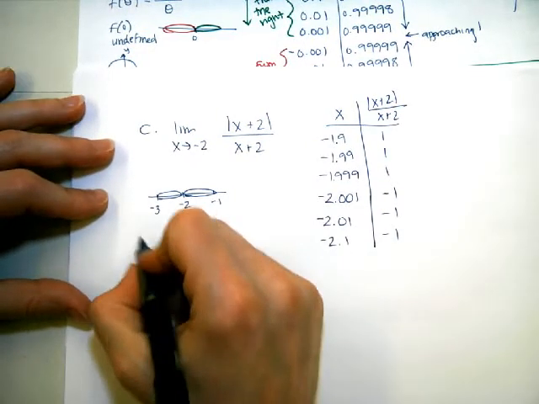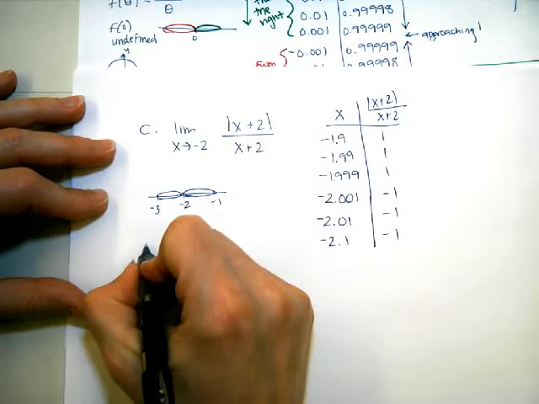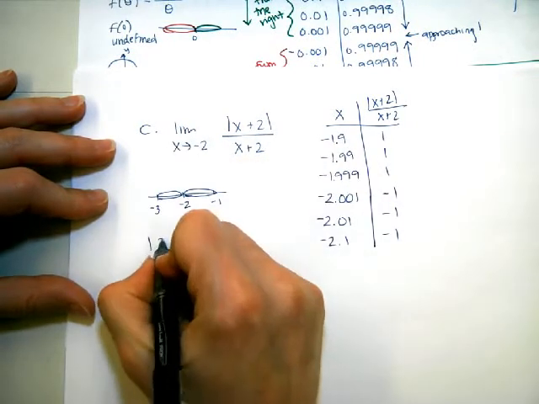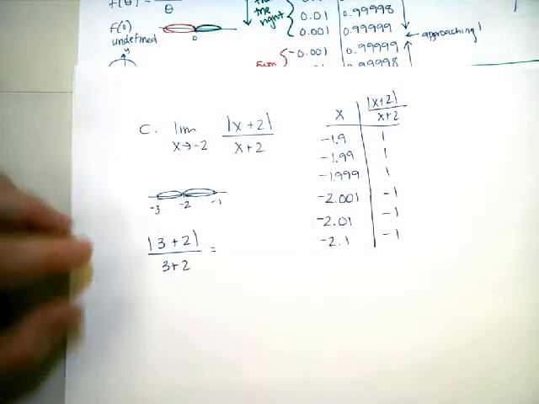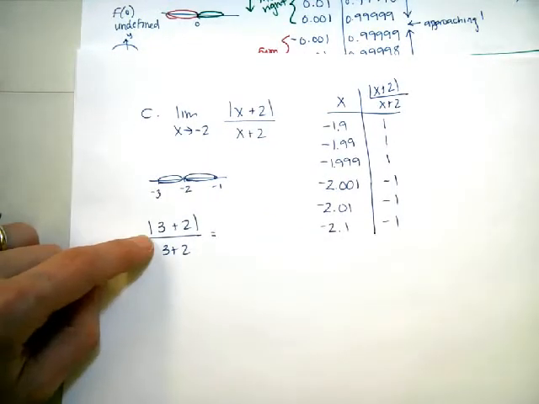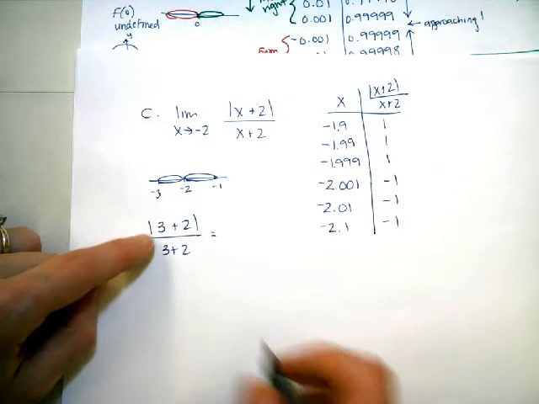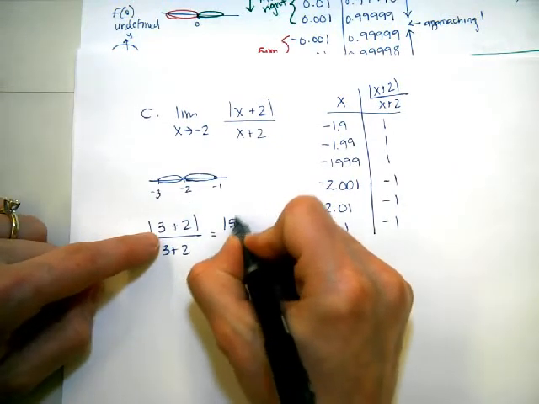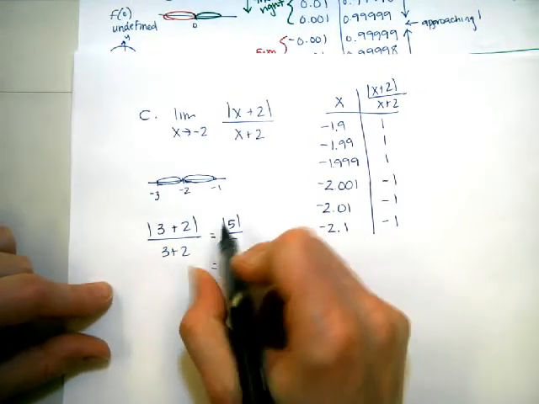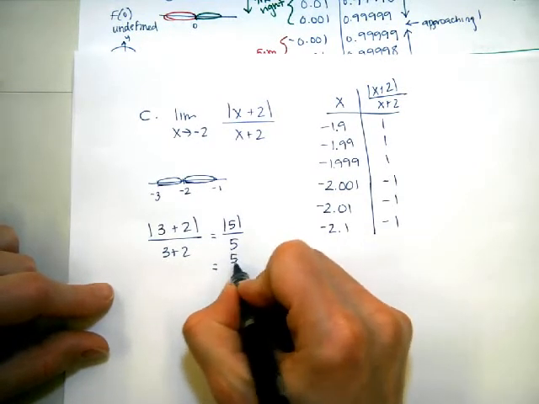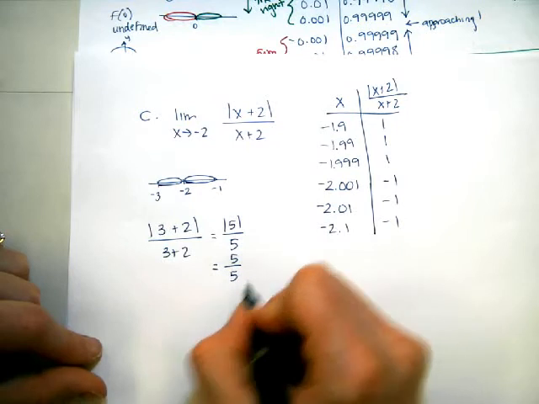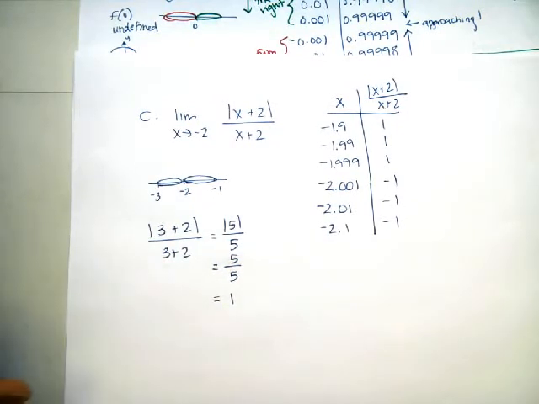Let's say if I were to evaluate this at 3, just picking 3 as an example. That would be the absolute value of 5 over 5. What is the absolute value of 5? 5, right? It's just whatever that, make that number positive, it's already positive. 1. So it can equal 1.